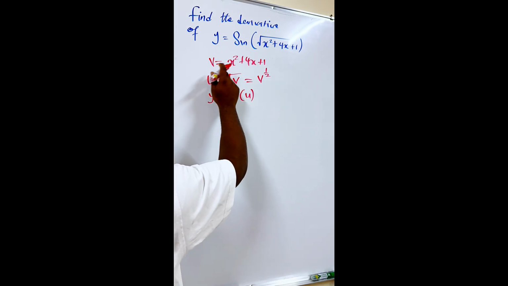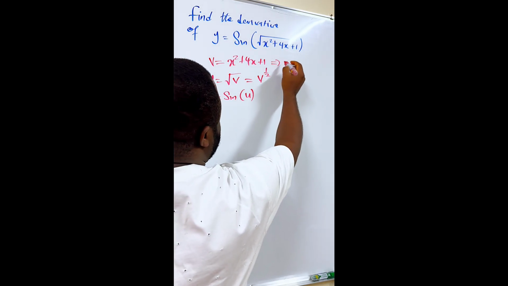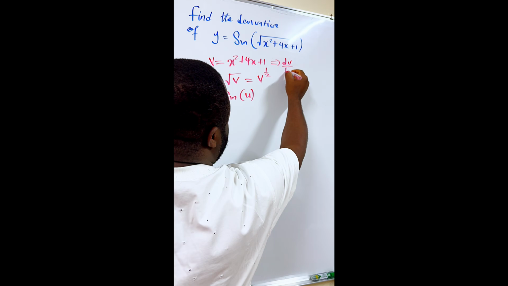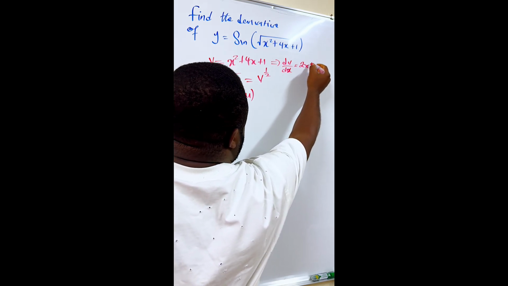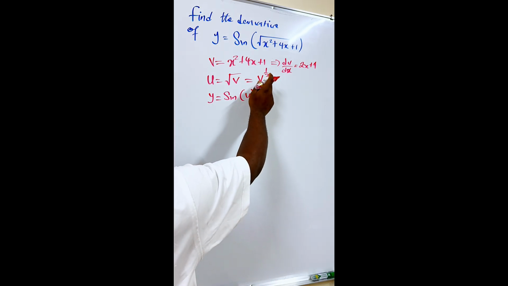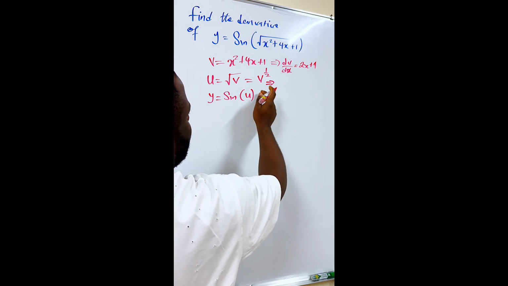So let's find the derivative of each. So this will now be dv/dx, which will now be 2x plus 4. So let's also find the derivative of this.